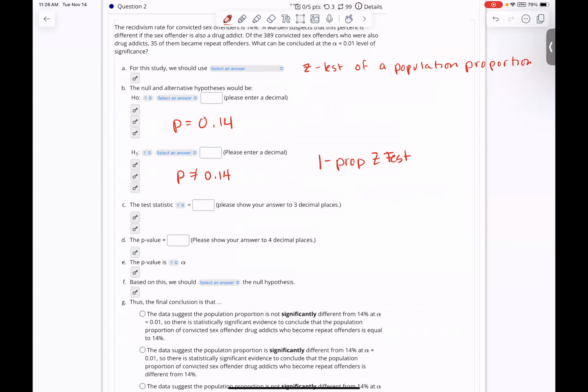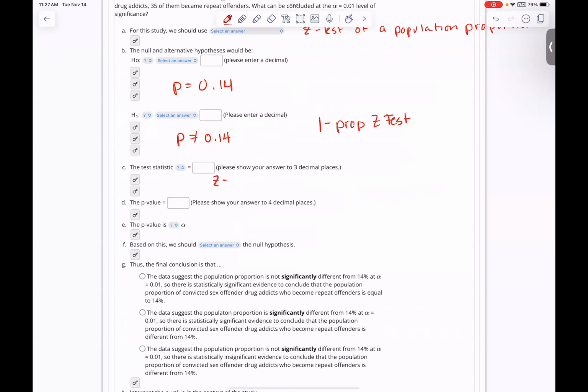So let's go write that down. Our z statistic is negative 2.8435. And they do say to 3 decimal places, so I'd round that to negative 2.844. And our p-value was 0.0045. They tell me to write that to 4 decimal places.